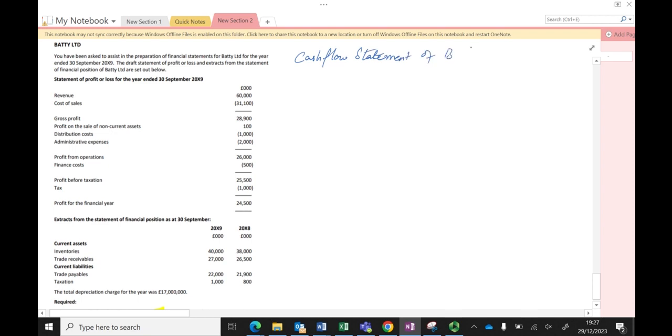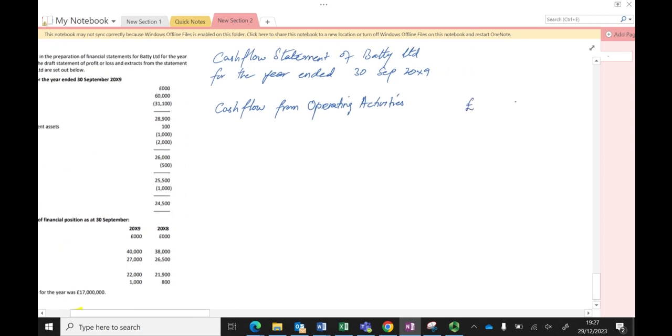Batty Limited for the year ended 30th of September 2009. So the first heading will be cash flow from operating activities. I'll have a pound sign here and another pound sign here.